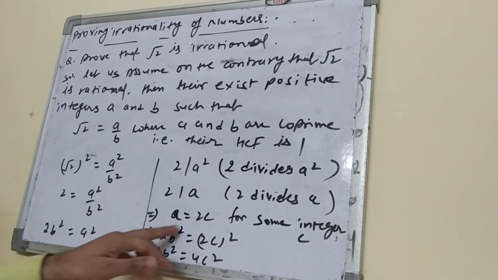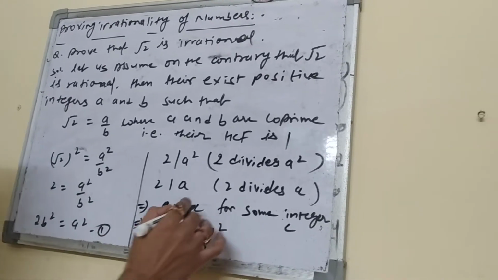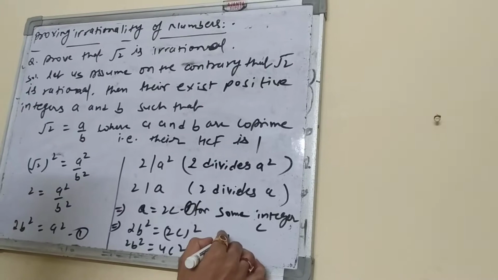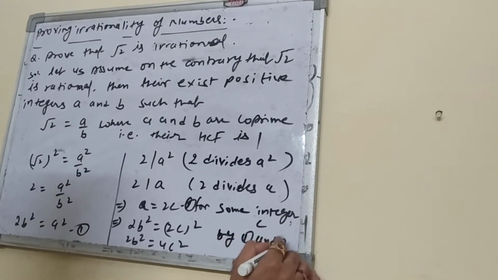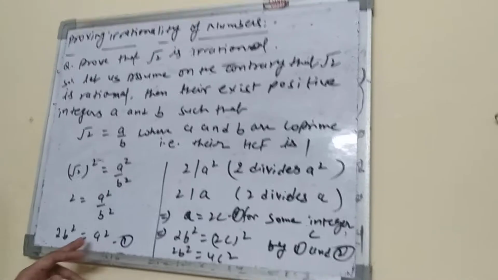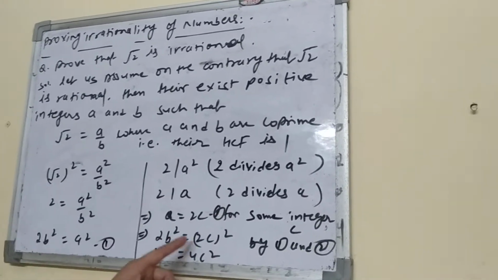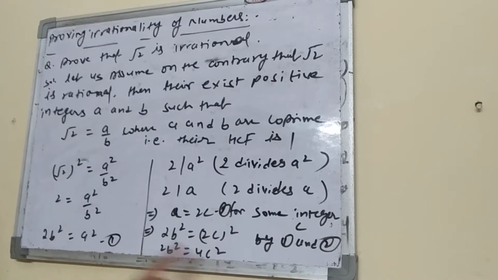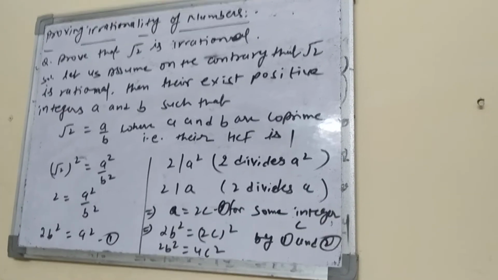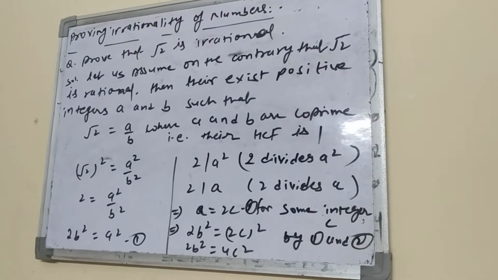Right now a equals 2c. Put this value in this equation, equation number 1. So we can write by 1 and 2, putting the value of a equals 2c in the given equation: 2b square equal to 2c whole square. 2 square is 4 and c square is c square. So 2b square equal to 4c square.